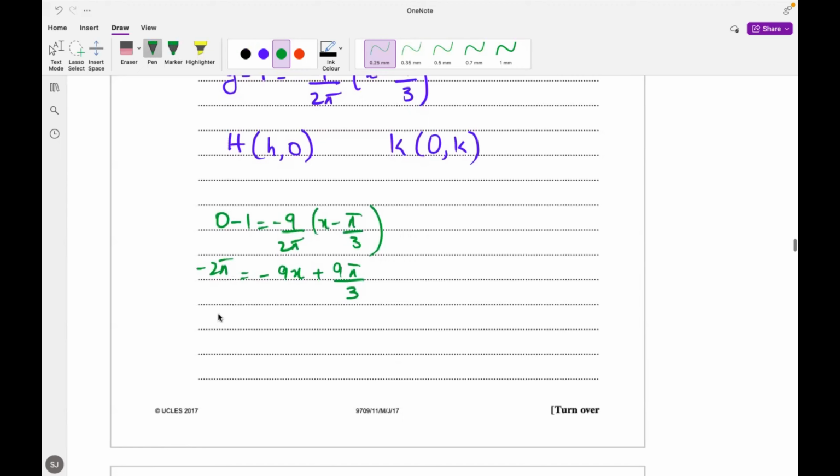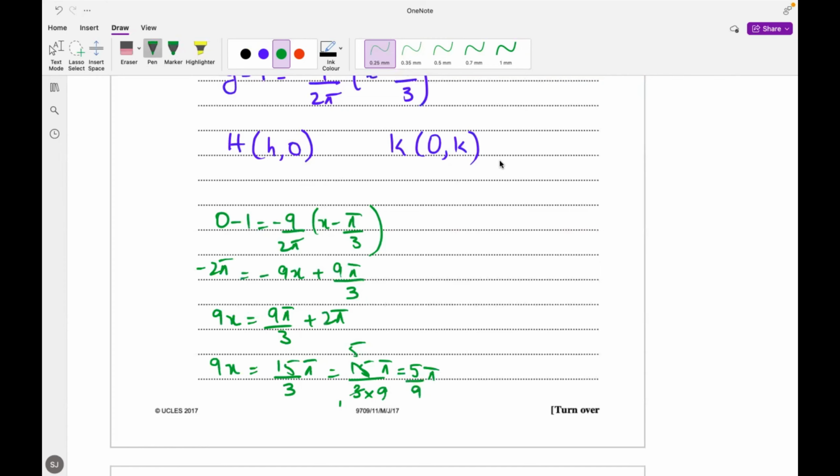Solving for x, we'll get 9x is equal to 9 pi upon 3 plus 2 pi. So 9x will become, 3 times 2 is 6, so 9 plus 6 is 15 pi upon 3. And then 15 pi upon 3 divided by 9 will become, 3 ones are 3, 3 fives are 15, so we have the value 5 upon 9 pi.